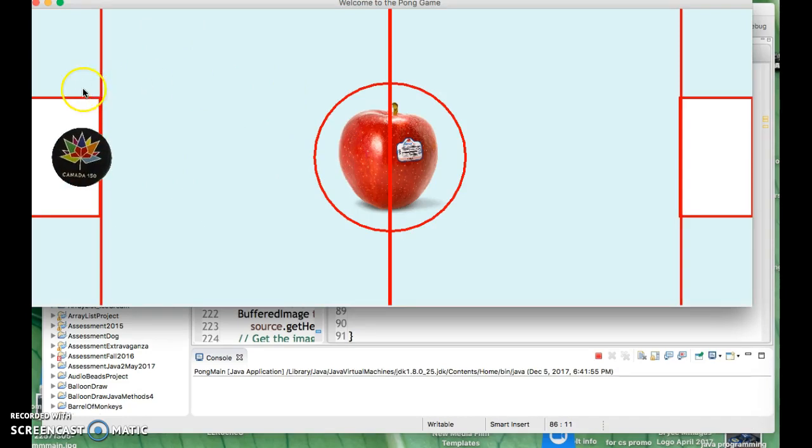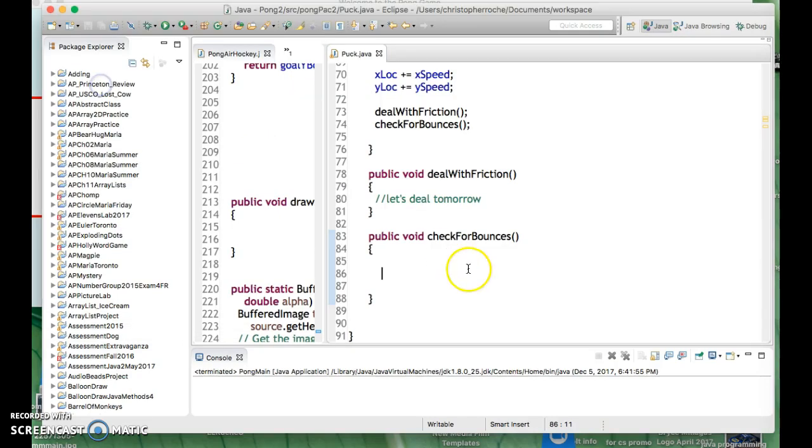Okay. So I know that if the speed's going this way, the x speed is negative. That's what's going on there. If the speed's going this way, the x speed is positive. Okay. So if this is negative, then I need to check to see if it gets over to this edge. So what I would do is I'd first look to see if the x speed of the puck is less than 0. That means that the x speed is negative.